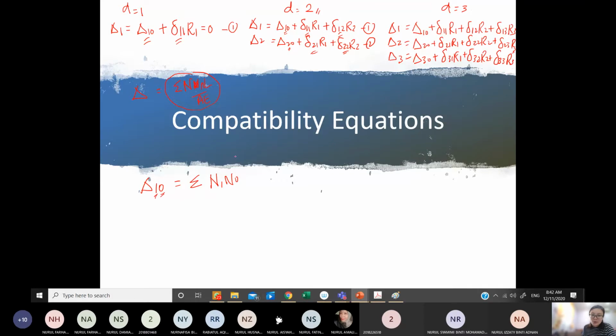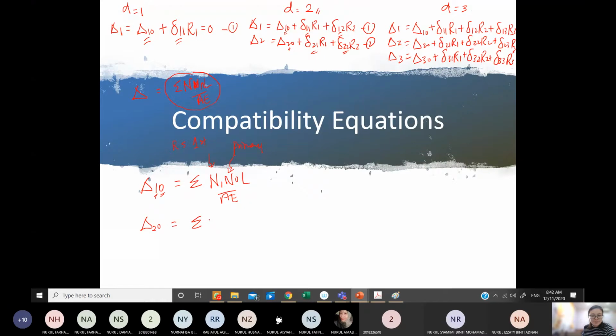Means that n naught is the axial force from the primary system, and n1 is from your redundant structure number 1 first. The axial force and then L over AE. Are you okay, class, on this naming? Can we try on delta 2 naught and see whether you can appreciate that? Delta 2 naught, how to write this?